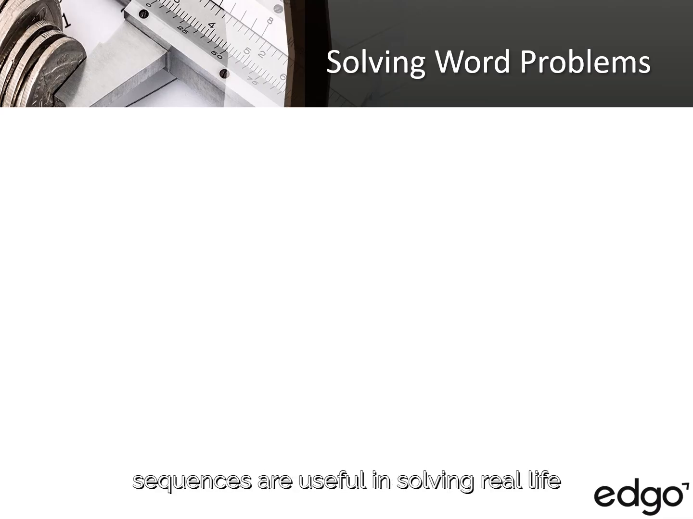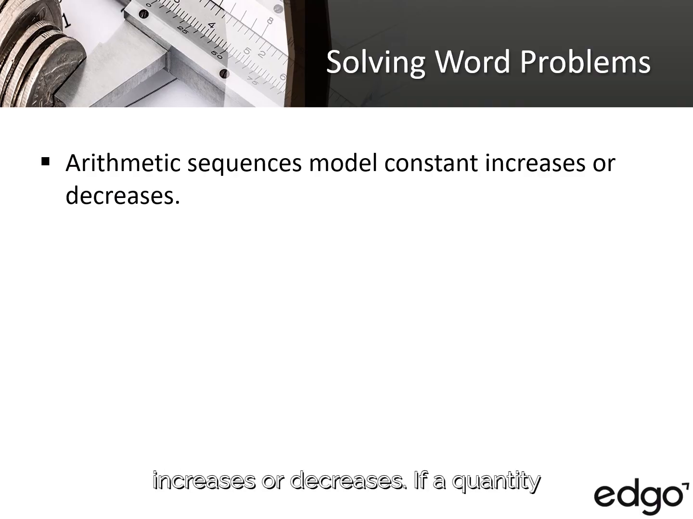Arithmetic and geometric sequences are useful in solving real-life problems. The important question is, how do we know which sequence to use? Arithmetic sequences model constant increases or decreases. If a quantity increases by 20 pesos every week, that is a constant increase. If the value decreases by 5 units every month, that is a constant decrease. These situations may be modeled using an arithmetic sequence.